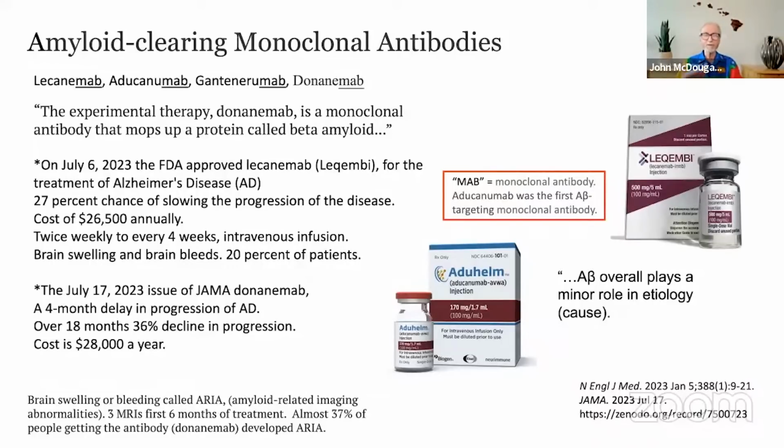They give these intravenous infusions, like I say, up to twice a week or every 4 weeks, and they have to do MRIs on the patients. They do 3 MRIs over the first 6 months of therapy. And what they find is that in Leqembi, for example, 20% of the people show brain swelling and or bleeding, and some people die as a consequence of this particular infusion and the inflammation that takes place. 20%.